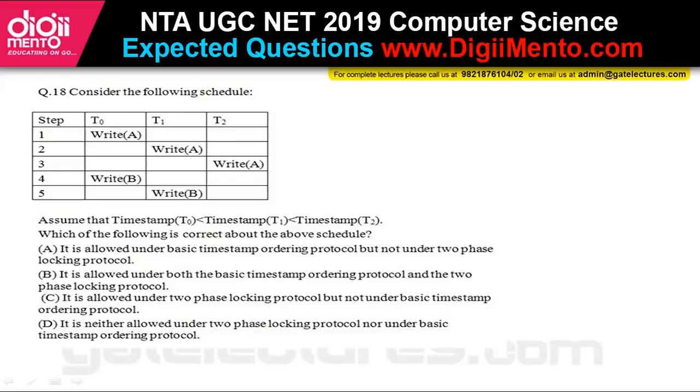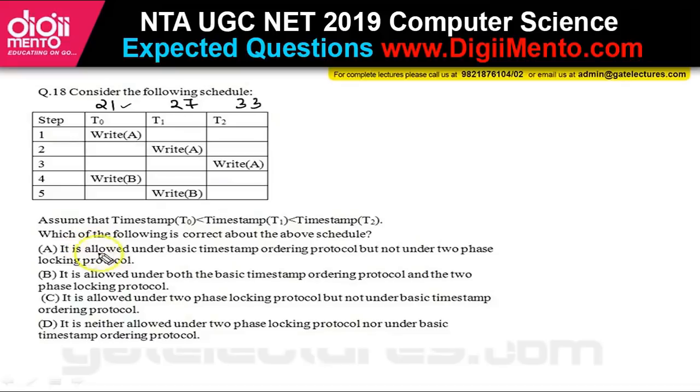So we have our next question from transactions. They have given us 3 transactions, and they have shown some operations and the order in which they are performed. They are saying assume that the timestamp of T0 is lesser than the timestamp of T1, which is lesser than the timestamp of T2. It basically means that we are given some timestamps and T0 has the lowest one. It means T0 will be performed first, then T1 and then T2. Let's say T0 has the timestamp 21, T1 has 27 and T2 has 33. Then first 21 will be performed because it has the lower timestamp, then T1 and then 33. So T0, T1 and then T2.